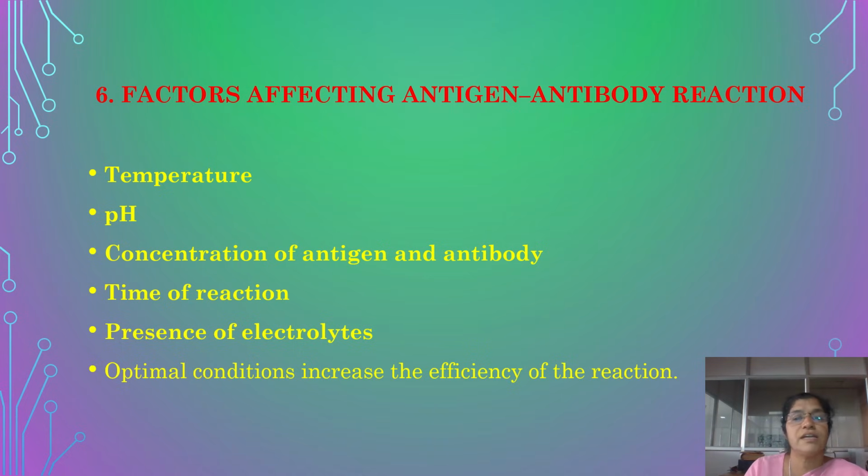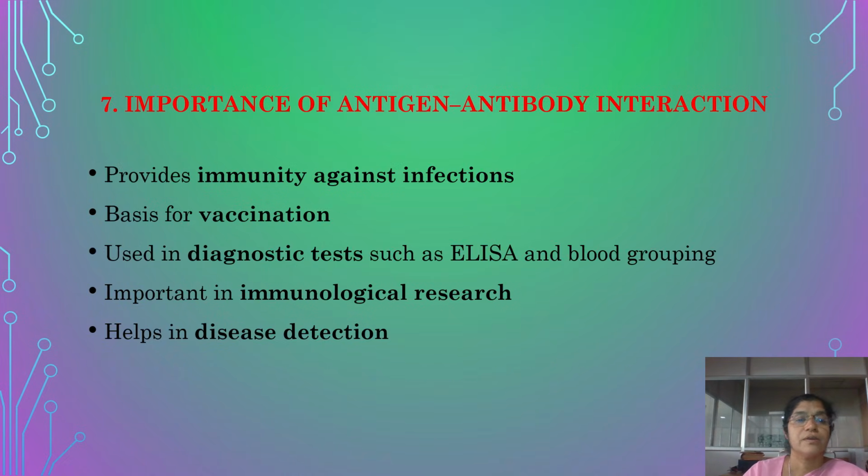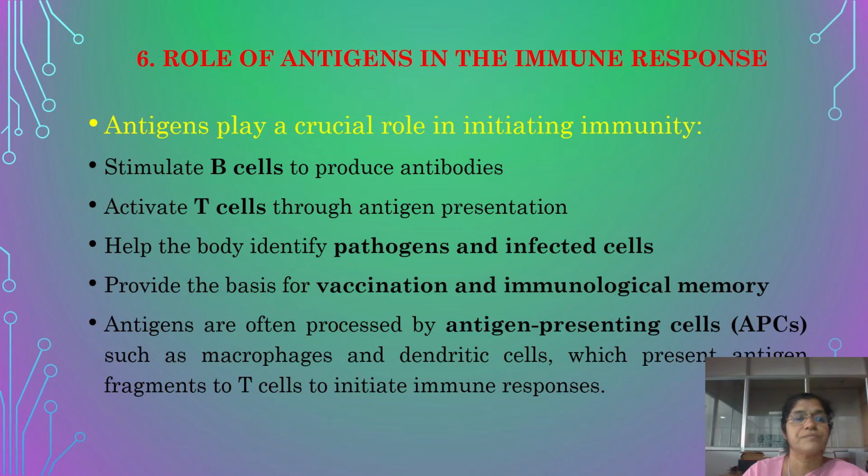Factors that affect the antigen-antibody complexes are temperature, pH, concentration of antigen and antibody, time of reaction, and presence of electrolytes. Optimal conditions increase the efficiency of the reactions. Importance of antigen-antibody interaction: it provides immunity against infections, is the basis for vaccination, is used in diagnostic tests such as ELISA and blood grouping, is important in immunological research, and helps in disease detection.